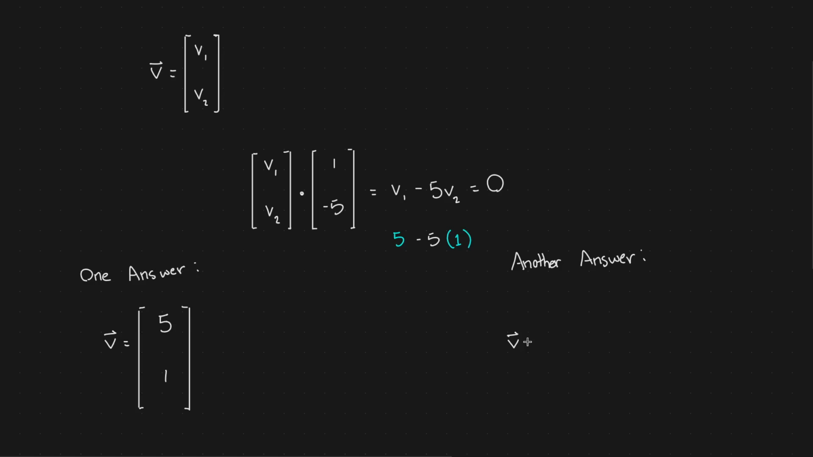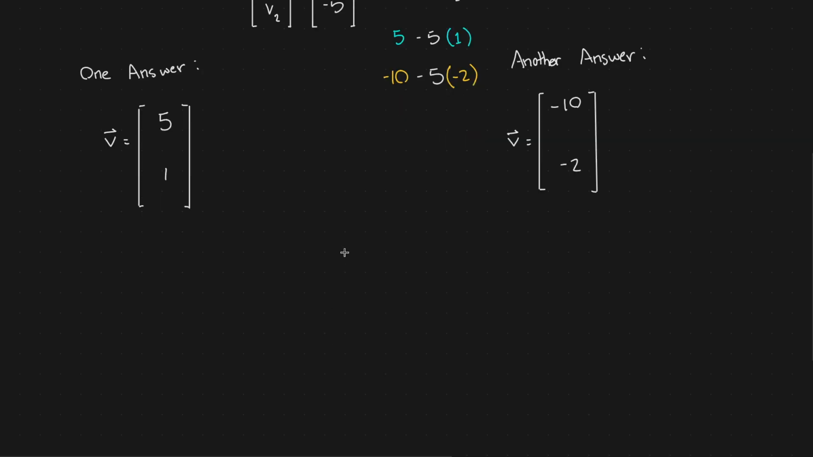So here's another possible answer. Let's say we make v1 negative 10. Okay, then I could make v2 negative 2. And then I have negative 10 minus 5 times negative 2. That would also be 0. So negative 10, negative 2 would work also. Okay, another vector orthogonal to my original vector 1, negative 5.